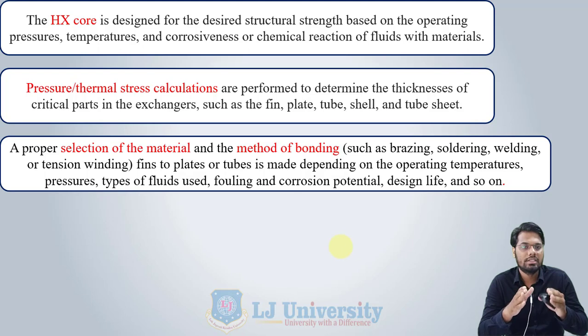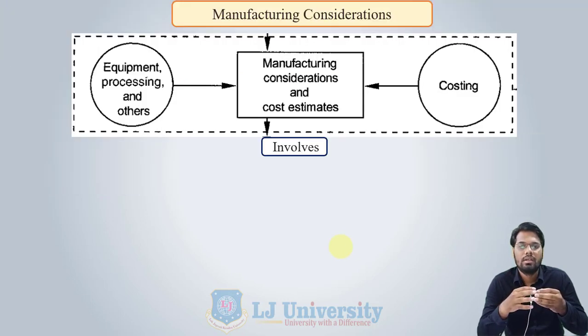A proper selection of material and method of bonding, like brazing, soldering and welding, or tension welding fins to plate or tubes, is made depending on the operating temperatures, pressures, types of fluid which are going to be used in the heat exchanger, fouling and corrosion potential, design life and so on.